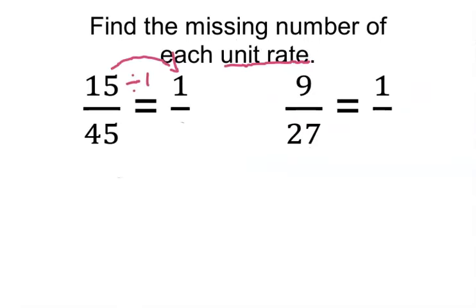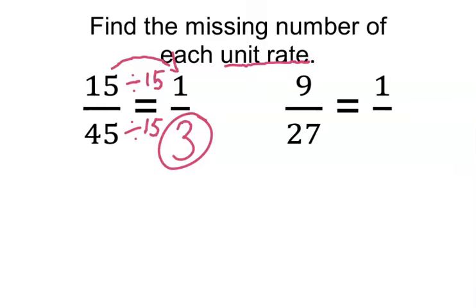Right? So, if we divide 15 into 15 to get 1, we're going to have to do the same thing with the denominator. Okay, so 45 divided by 15. Well, 15 and 15 is 30, so another 15 is 45. So it would take 3 15s to get to 45. So 45 divided by 15 is 3. So that's the number for that one.